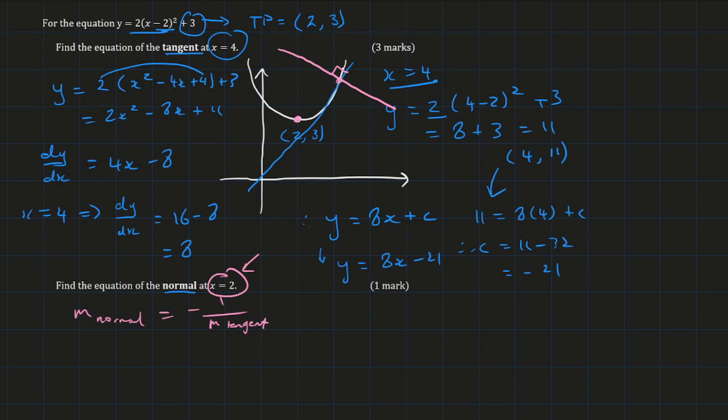Well, we can see that x equals 2 is actually where our turning point is. The tangent looks something like this. So the normal is going to be 90 degrees to that, so it's just going to go straight up like that.